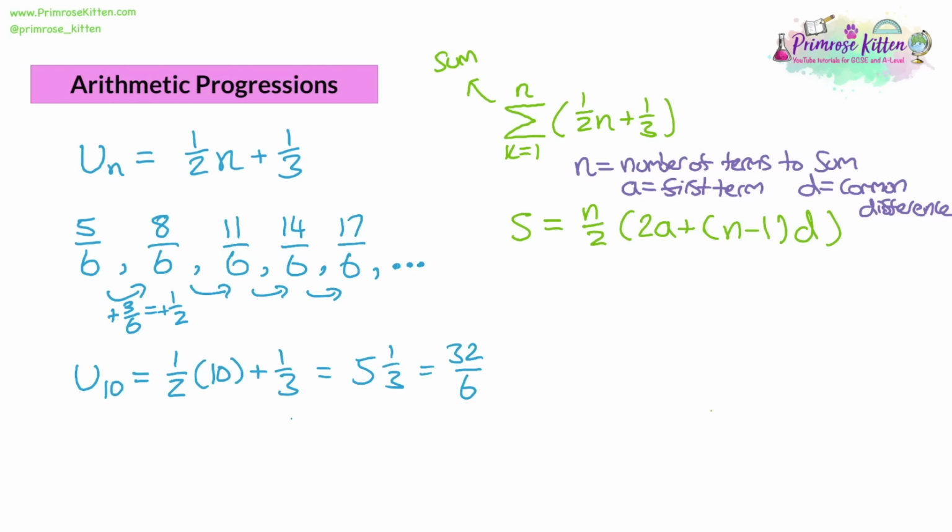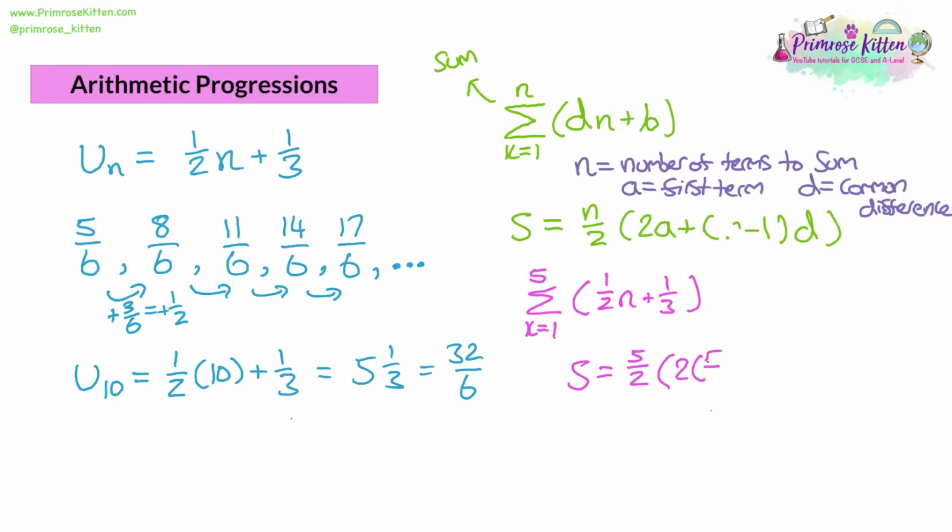So let's say we were given a question on this. Let's say we said, right, we're going to sum up the first 5 terms. I'm going to start off adding from the first term. Then in the brackets, you actually have the nth term. So we will substitute into the formula. S is equal to the first 5 terms divided by 2, 2 lots of the first term, a, so the first term is 5/6. 2 lots of 5/6 plus n minus 1, so 5 minus 1, multiplied by the common difference, d, which is a half.